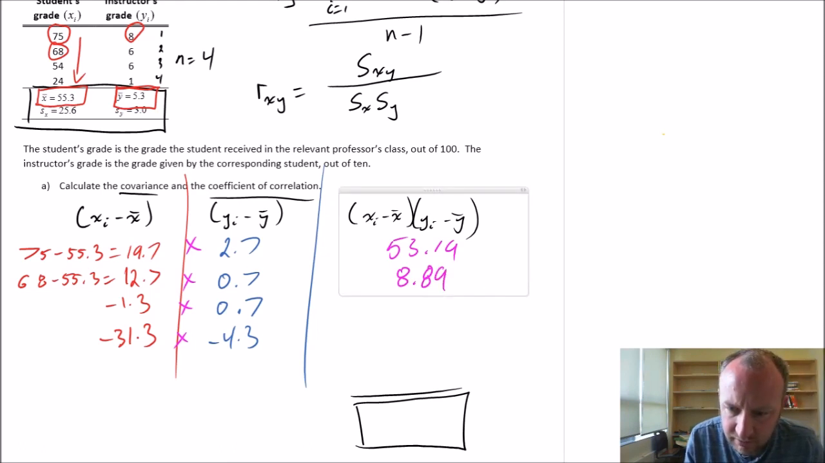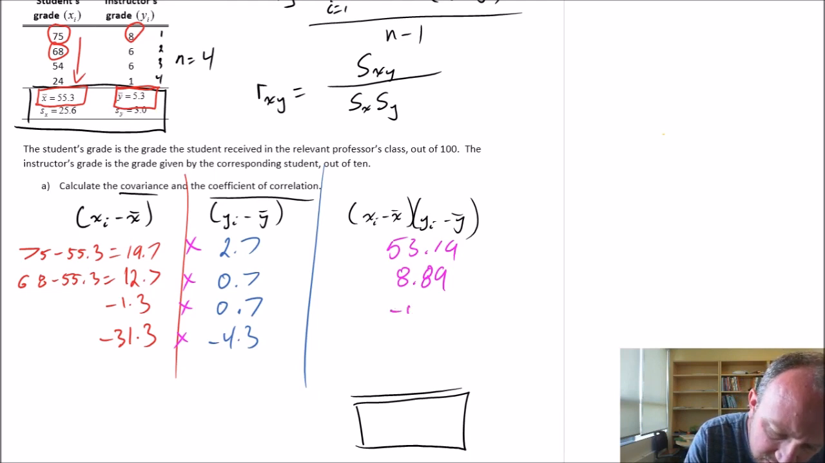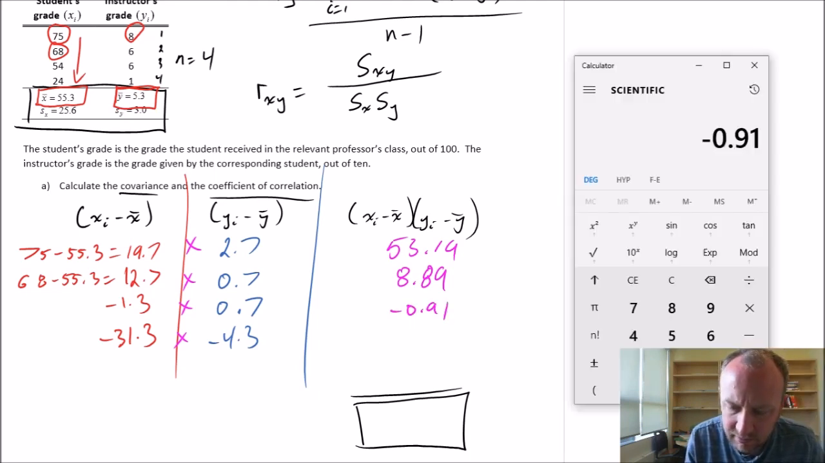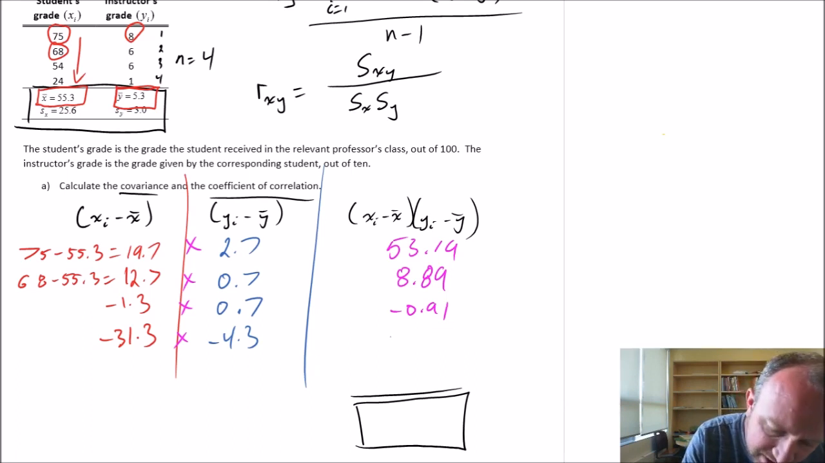Next one is negative 1.3 times 0.7, negative 0.91. And the last, negative 31.3 times negative 4.3, 134.59.